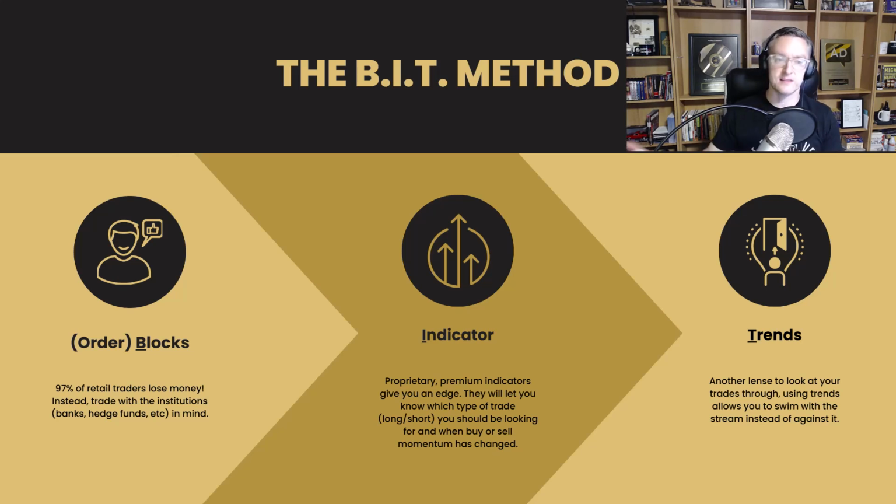Now, how are trends different than order blocks or indicators? It's a different confluence. It's a different way to look at the market. The order blocks will give you a sense of when pricing will stop moving up or stop going down and reverse in either direction. Indicators talk about momentum, maybe on the micro level in some cases. Both trends and indicators, I can look at on the micro and the macro level.